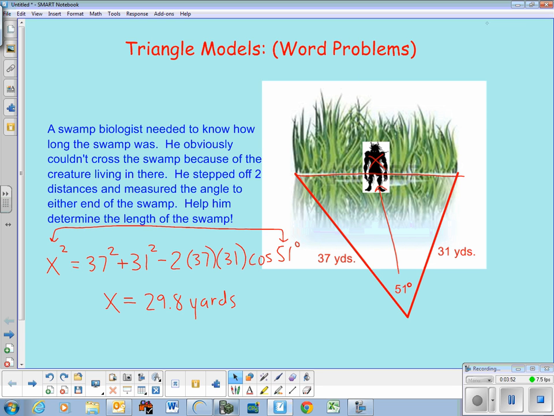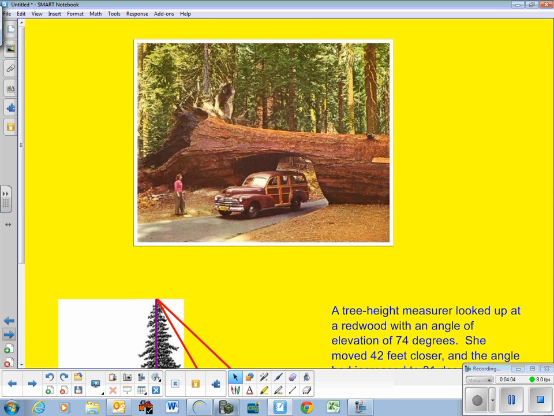So you can measure a distance in that way if you're able to step off or measure a couple distances on dry land and get the angle in between them. Here's another classic example. It's inspired by this old photo I found at home. That's my grandma, and I'm in the back of that old car driving through a redwood tree with my grandfather. And so inspired by that, we're going to do a redwood height problem.